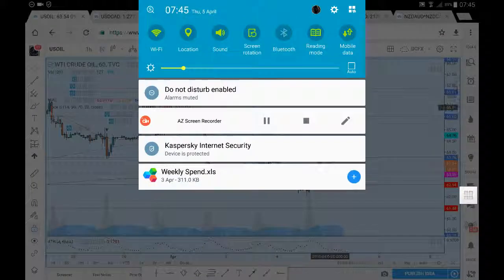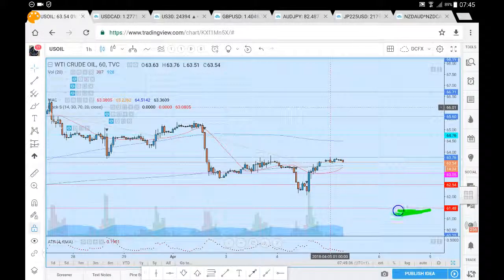61.48 or 61, I'd expect to be the far end of range here, even on a particularly volatile day on the US oil. And with that said, let's just have a brief look at the daily chart just to see how prices are developing here on the US oil.